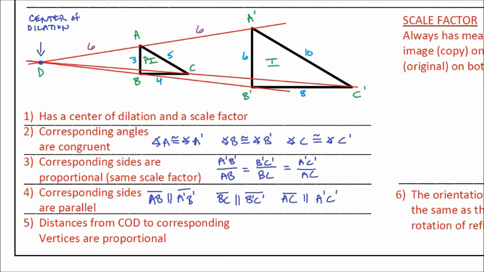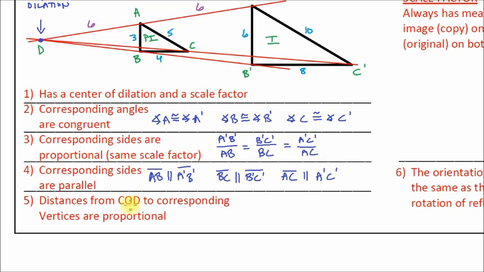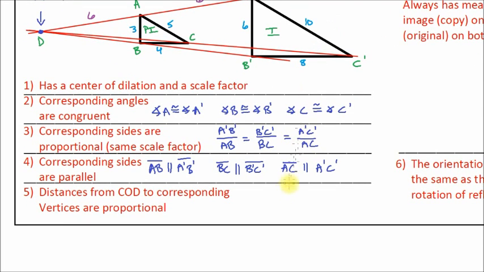The next one is an interesting property: the distance from the center of dilation to a corresponding vertex is proportional. So not only are the corresponding sides proportional, but the distance to the center of dilation is also proportional. And that means we could write this statement and know that it is true. The distance from D, our center of dilation, to point A prime divided by the distance from D to A.